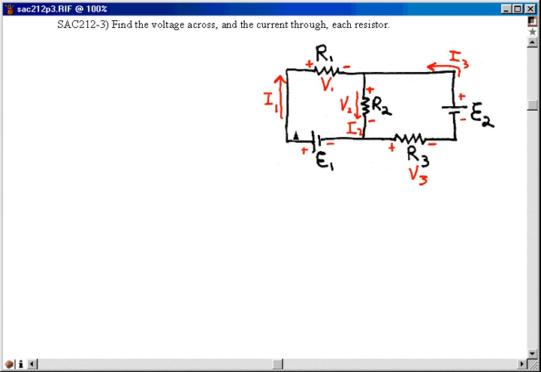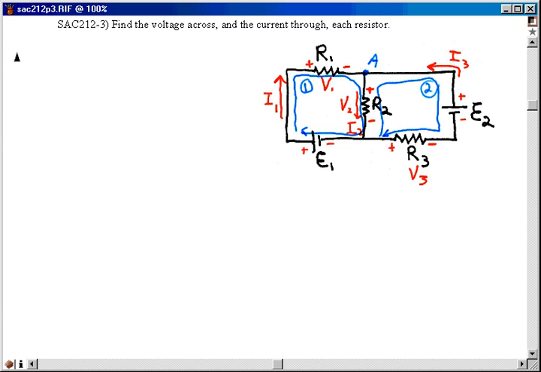Now we'll identify some loops and junctions. Draw a loop in this part of the circuit. Call that loop number 1. Over here, it goes all the way through, comes right back to where I started. Always goes all the way back to the start point. I'll call that loop number 2. Make a junction up here. I'll call that junction A.